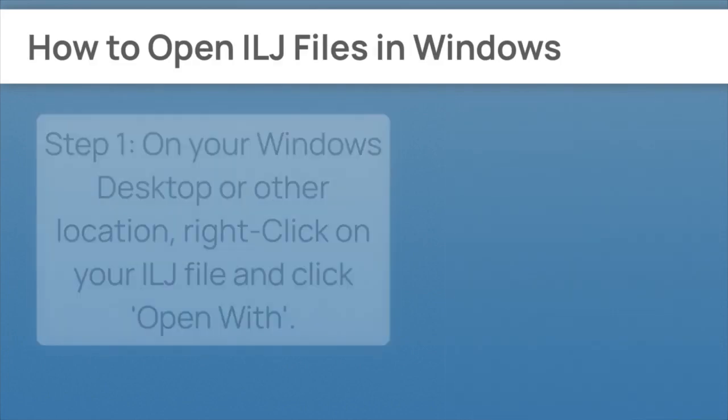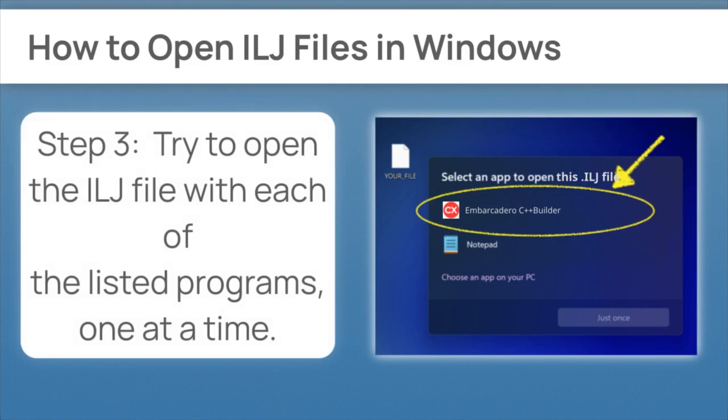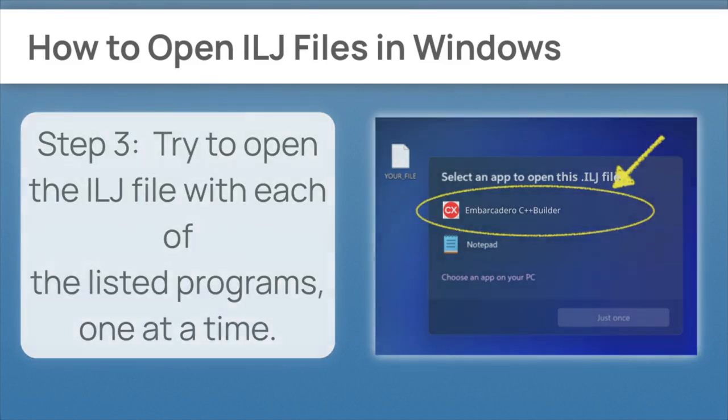Right-click the ILJ file and select Open With. Test Embarcadero C++ Builder if it appears. If not, choose another program. Different software handles the ILJ format's nuances differently.